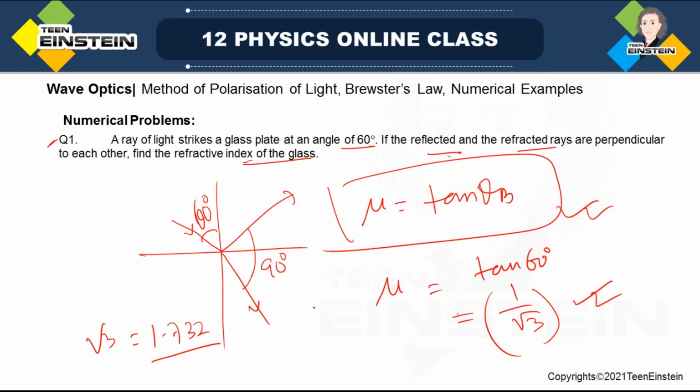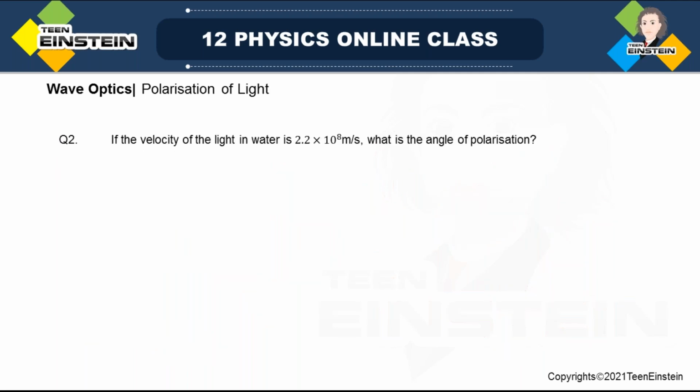This is one way of asking a problem. Another way of asking is, if the velocity of light in water is this much, then what is the angle of polarization? You will be asked like this also. So how to do that? You have to find out the refractive index of the water, then the angle of polarization you can find out.